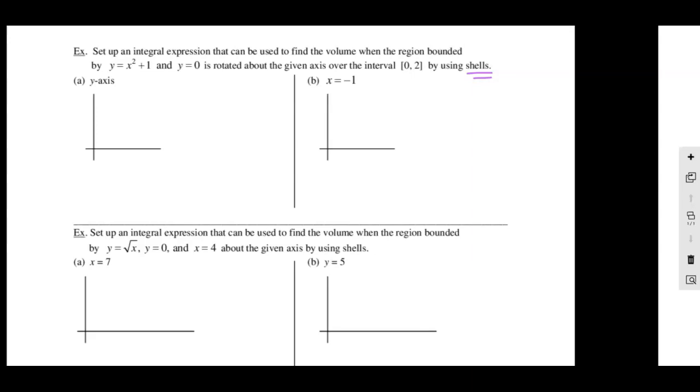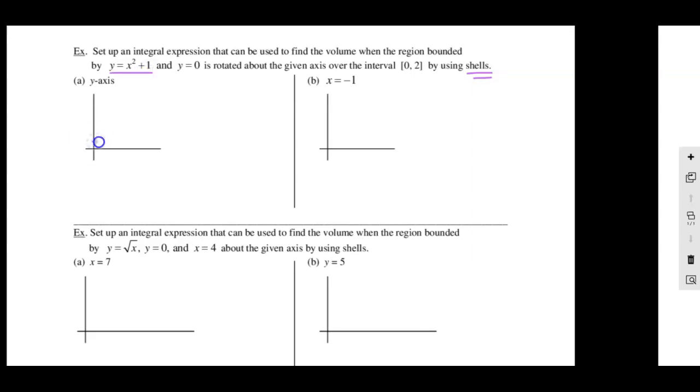But if it tells me to do shells and I do washers, that's a problem. Or if it tells me to do discs and I do shells, that's a problem, right? If it tells you specifically to do one type and you do it different, that's a problem. If it doesn't specify, you can use either, right? You can use any strategy that makes you feel more warm and fuzzy. But here it tells us to do shells. All right, let's graph them.